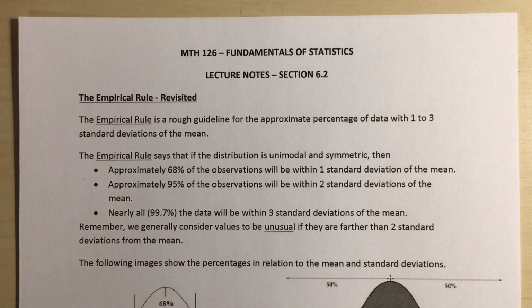Another thing that we discussed back in chapter 3 is our empirical rule. So remember, our empirical rule is a rough guideline for the approximate percentage of data between 1 to 3 standard deviations of our mean.